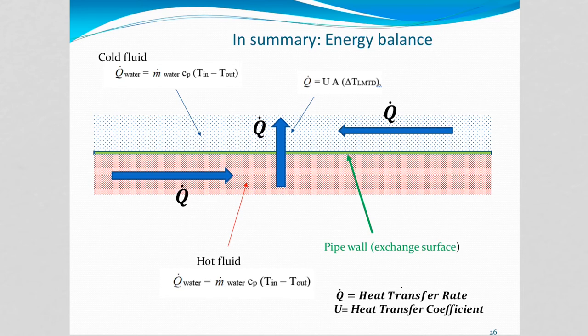It's just a summary slide. That's probably the snapshot to keep in mind all the time during your career, that all those Qs are equal. If you're not considering losses, this is what it is here. You got that Q, which is m_water Cp delta T, equal to that Q on the hot water side, m Cp delta T, equal to that Q here, which is the energy transferred from the hot fluid to the cold fluid.